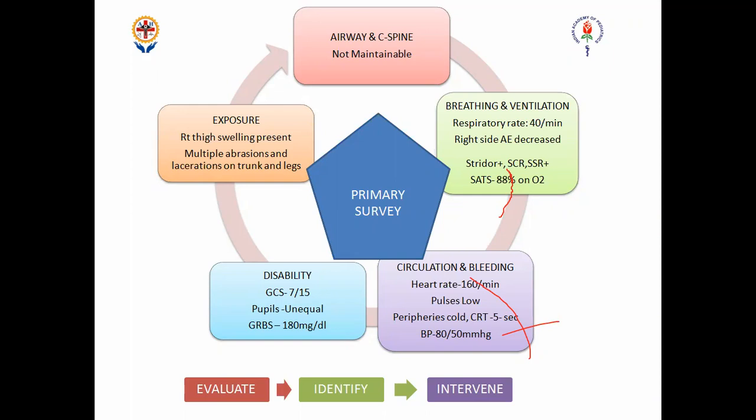So what are the issues you identified here and how do you want to intervene? Airway is not maintainable, so we'll intubate the child. We'll stabilize the C-spine, and because air entry is decreased on the breathing side, we'll percuss and see whether the trachea is shifted to one side or any mediastinal shift is there. We'll rule out pneumothorax.